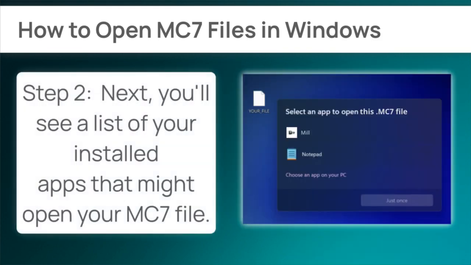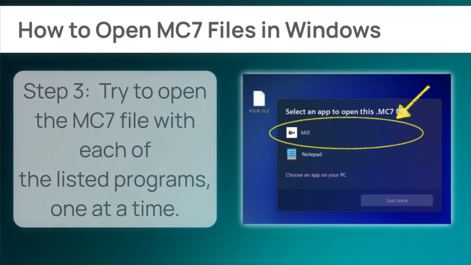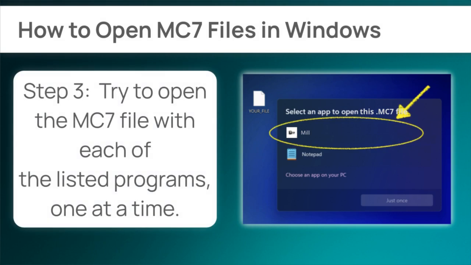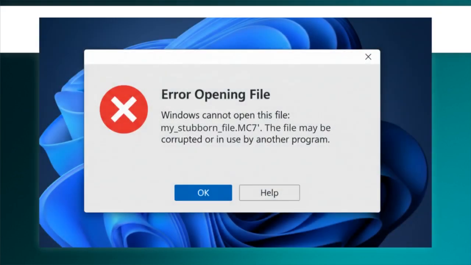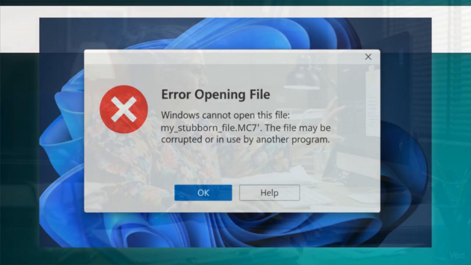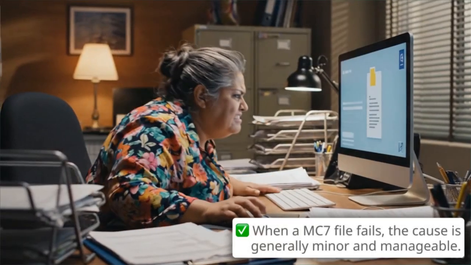Right-click the MC7 file and choose Open With. Start with mill if available. If not, select another application from the list. If your MC7 file continues to fail when opening, that is okay. We're dealing with a highly specific MC7 file, so we must be precise.